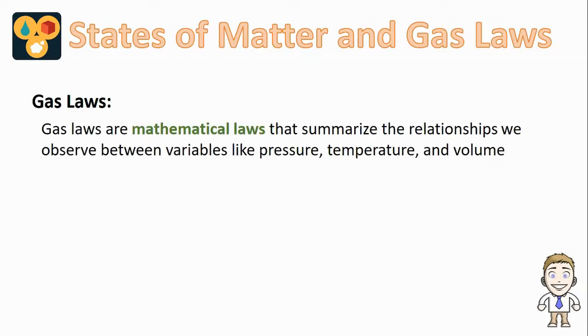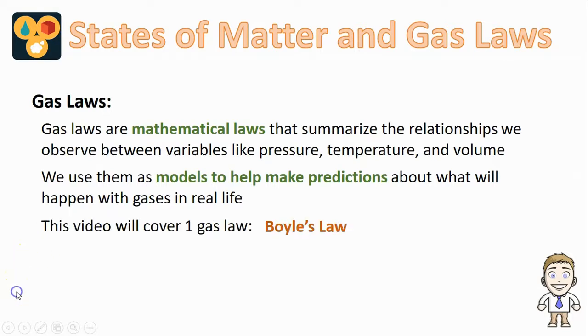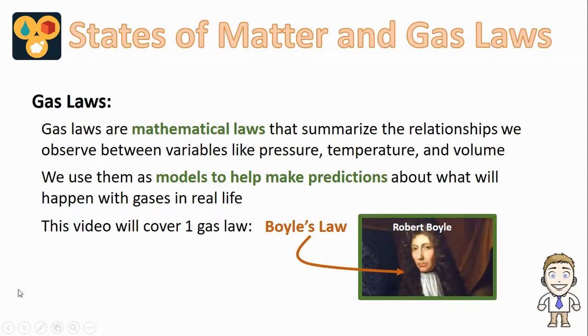Like I said, these are mathematical laws that summarize the relationships we observe between different variables like pressure, temperature, and volume. We use them as models that help us make predictions about what might happen when those variables change in real life, such as if the temperature increases by a certain amount, how much will the pressure increase as a result of that change. This video will cover just one of the gas laws known as Boyle's Law that was first published by this guy right here, Robert Boyle.